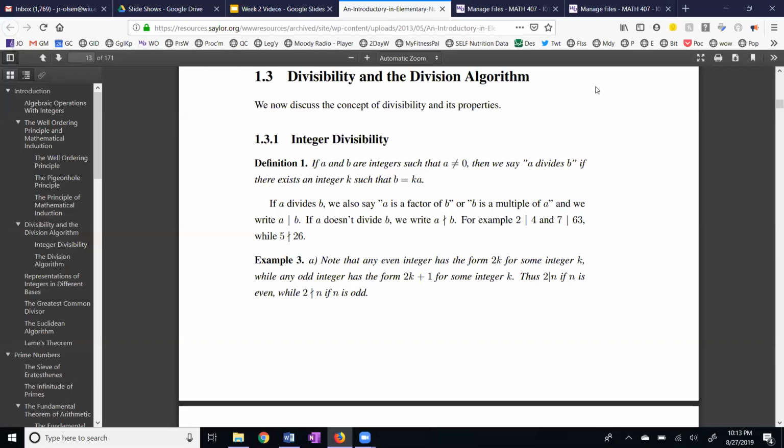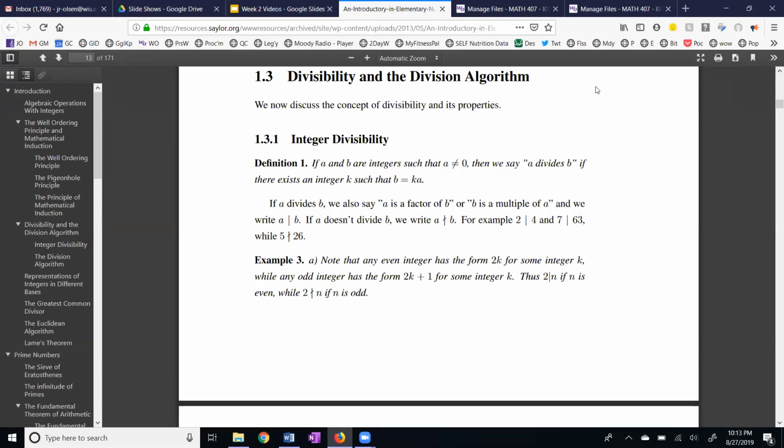In this video, we're looking at section 1.3 in our textbook, which is on page 13. Here we have a statement of the definition of divisibility. This definition is pretty good, but we're going to have an alternate form that is slightly better for a couple of reasons. If a and b are integers such that a does not equal 0, we say that a divides b if there exists an integer k such that b equals ka.